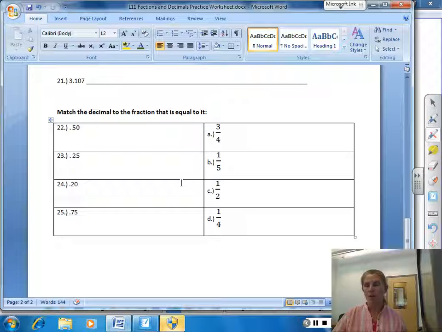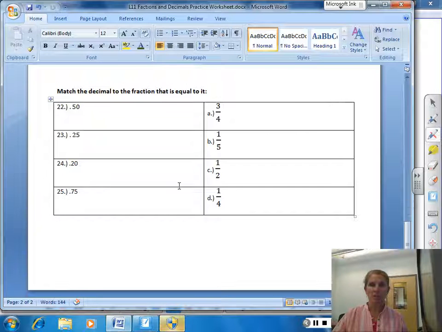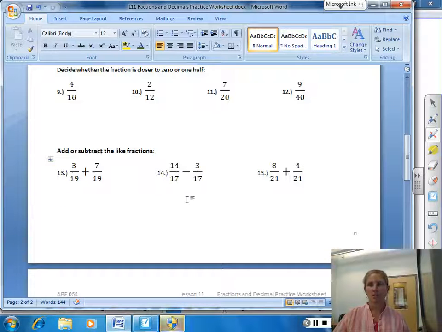Okay, that's the end of today's lesson, and we will do a little bit more with decimals and fractions in lesson 12, and then we'll do a little review, and then you're ready to move on and try that transition test. So good luck, and we'll see you next time.